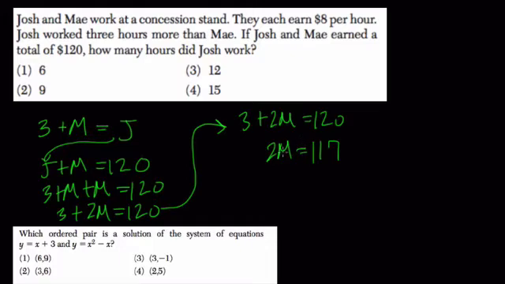Right? So let's backtrack. Josh and May work at a concession stand. They each earn $8 per hour. Oh, that's the mistake.